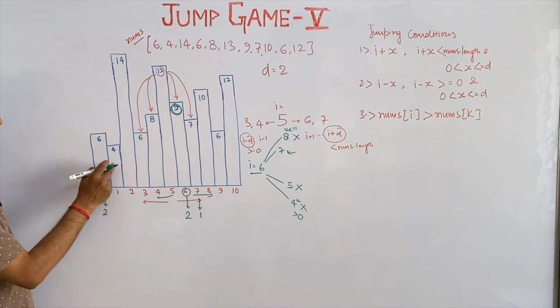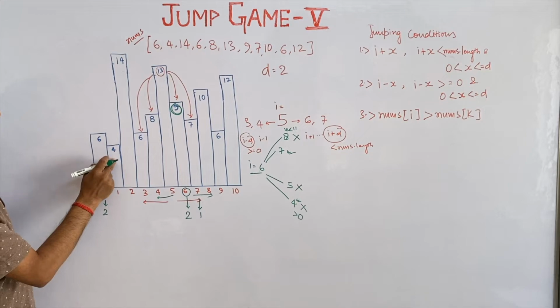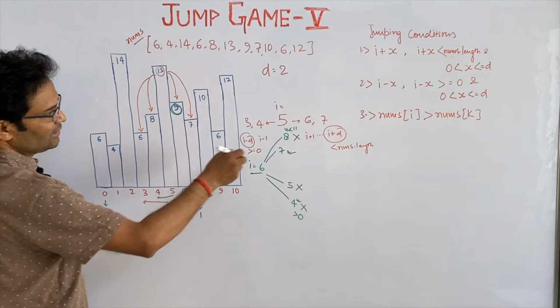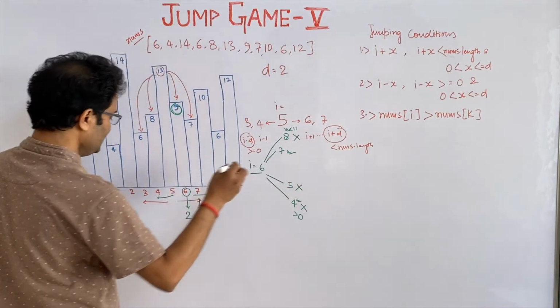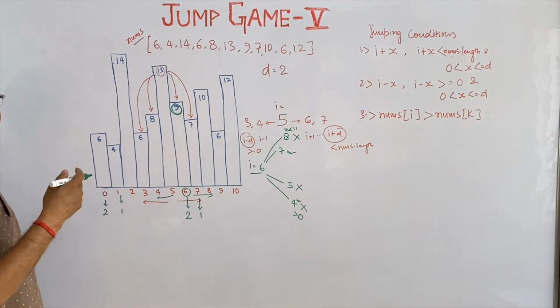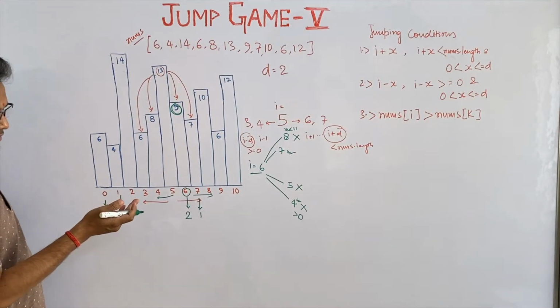For the 4, from 4 I can't jump to 6 also, I can't jump to 14 also, because both have more than the value of 4. This is the condition 3. So here value is equal to 1 because it can only touch itself, not anything apart from it, right?